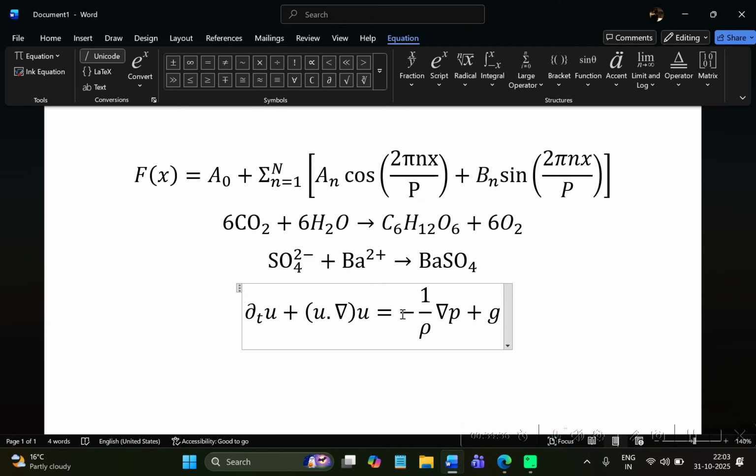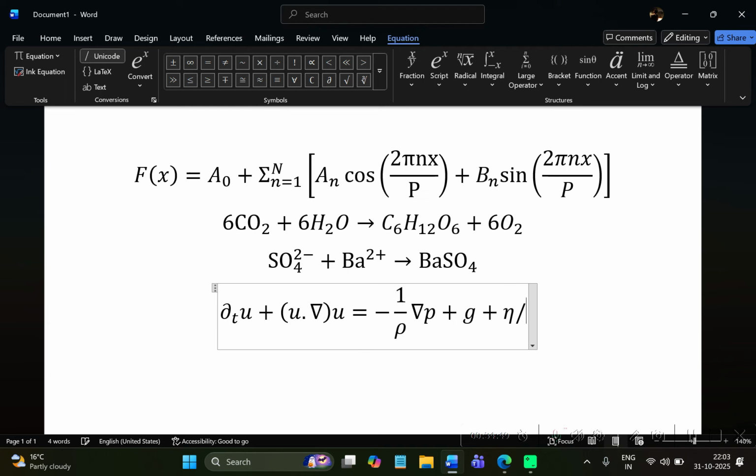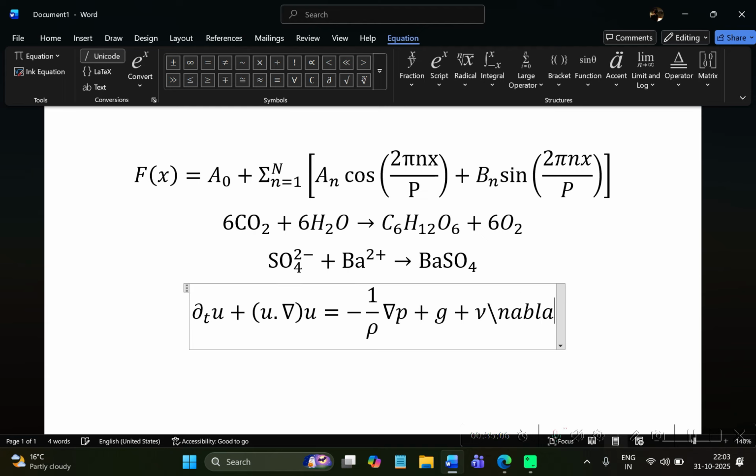Plus you have gravity, plus you have the viscous term, where let's say you have this thing called nu, which is your kinematic viscosity. It's just the viscous coefficient; nu is just eta over rho. So you can also write eta over rho just for practice. So eta over rho. Okay, this doesn't work. Yeah, eta over rho. So eta over rho is just actually your nu, and then you have this Laplacian, which is just nabla squared.